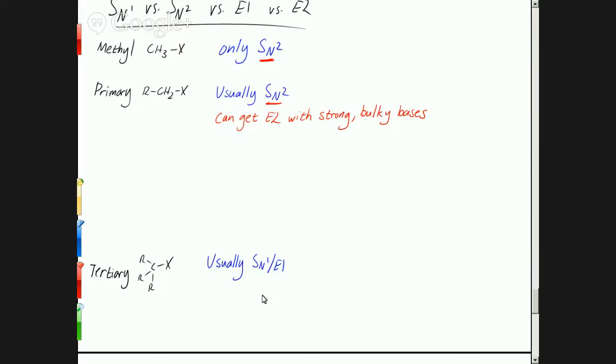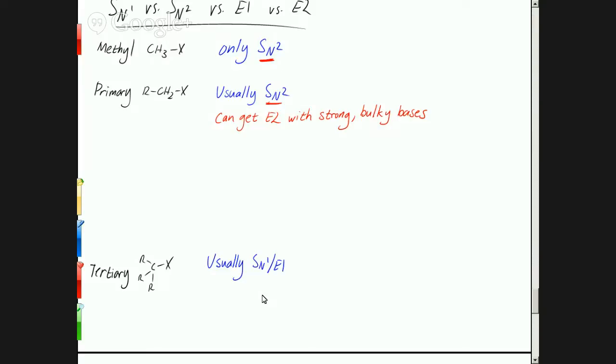Right, so if it said something like draw major products, if you had something like this, you would draw the substitution product and the elimination product, the major elimination product, because you'd expect to get a mix. So usually this is the kind of thing you want to avoid because you're going to get this messy mix of products.